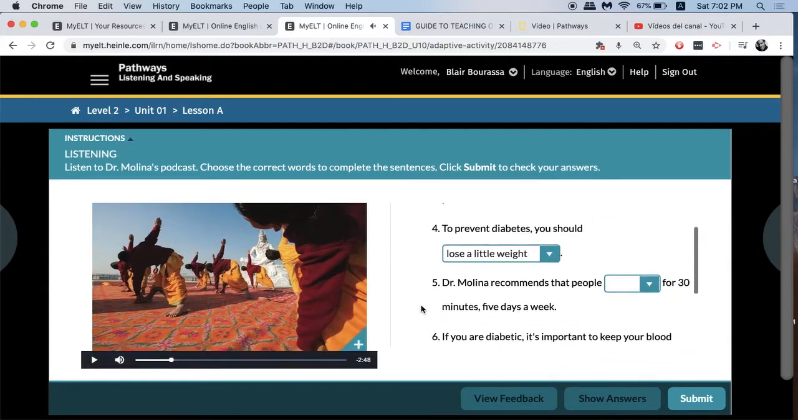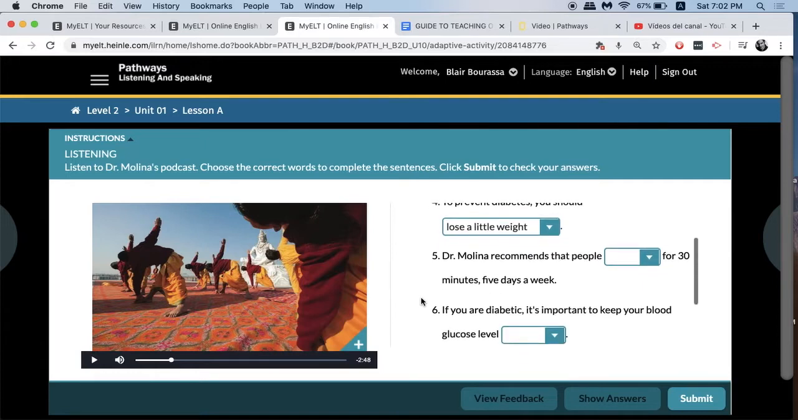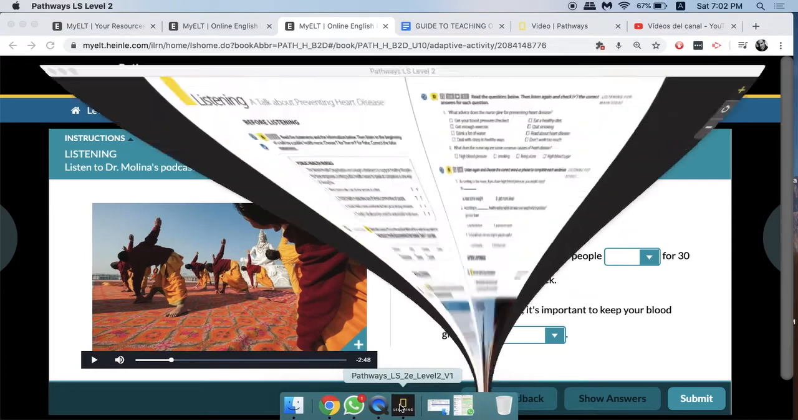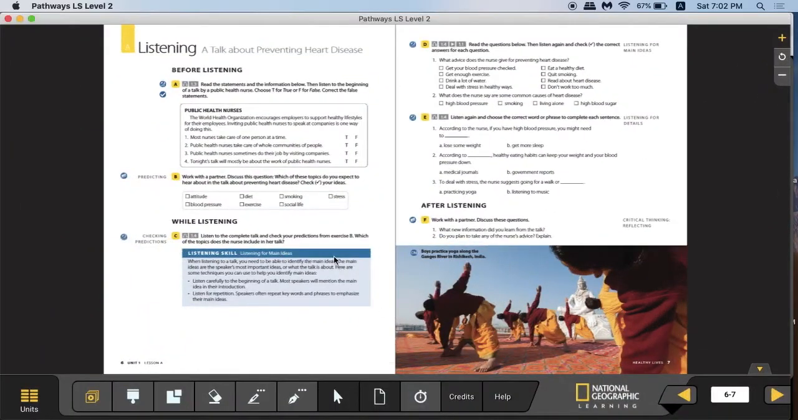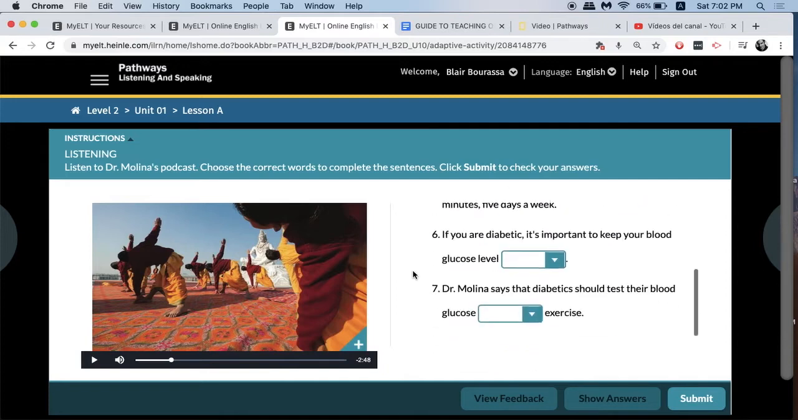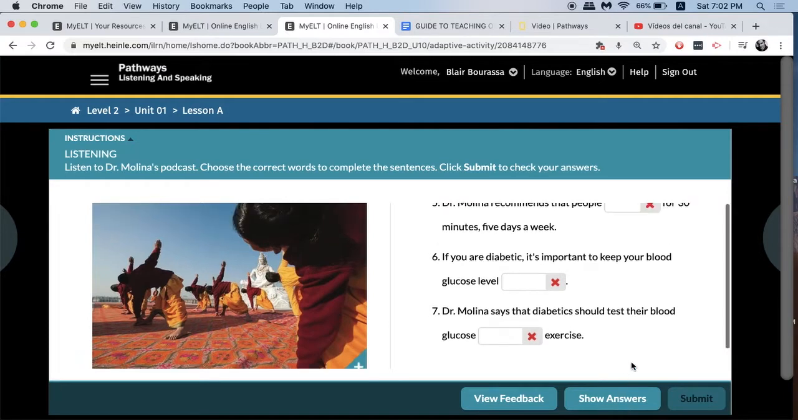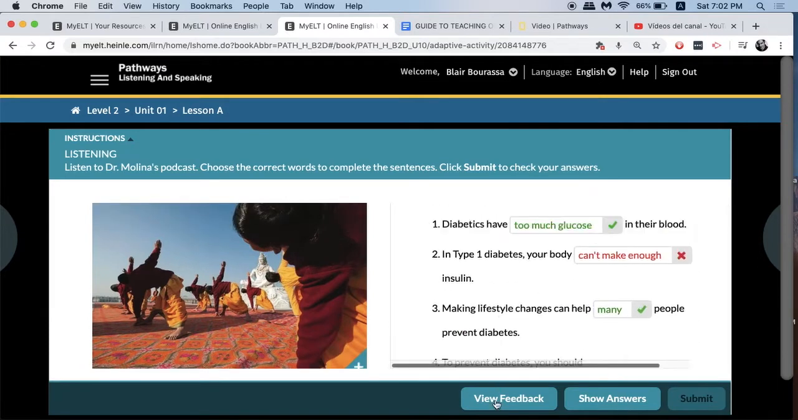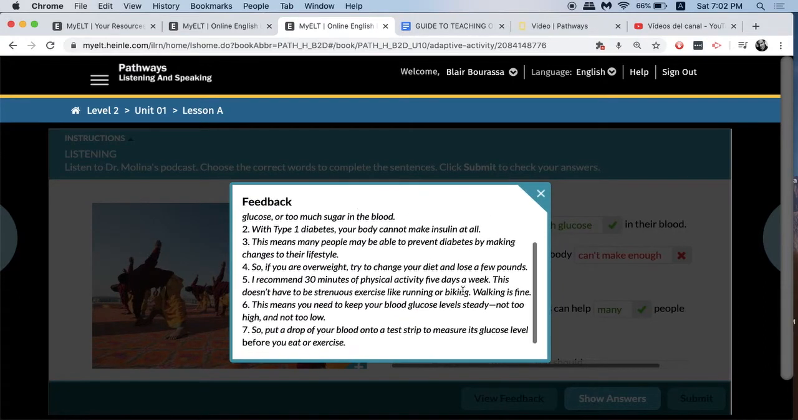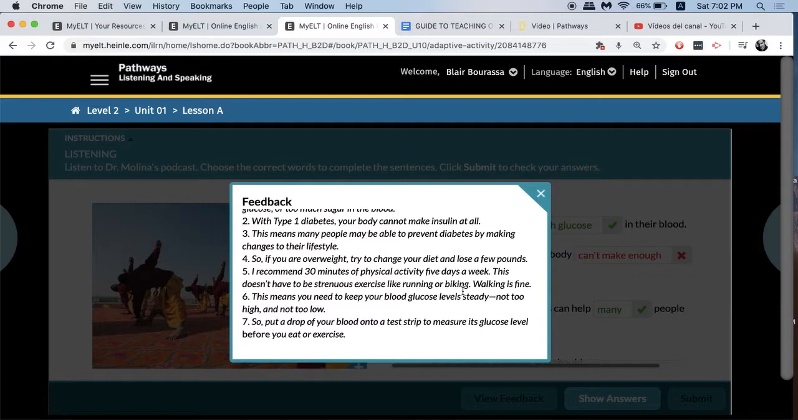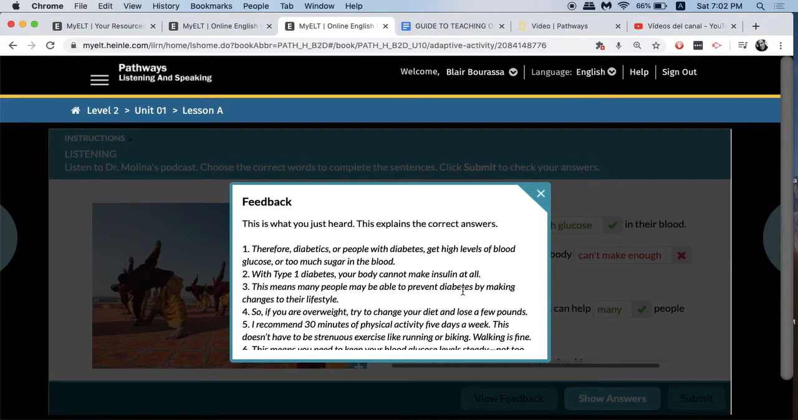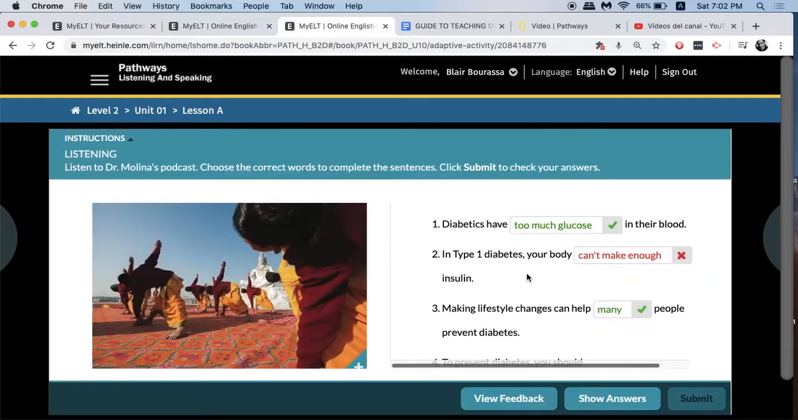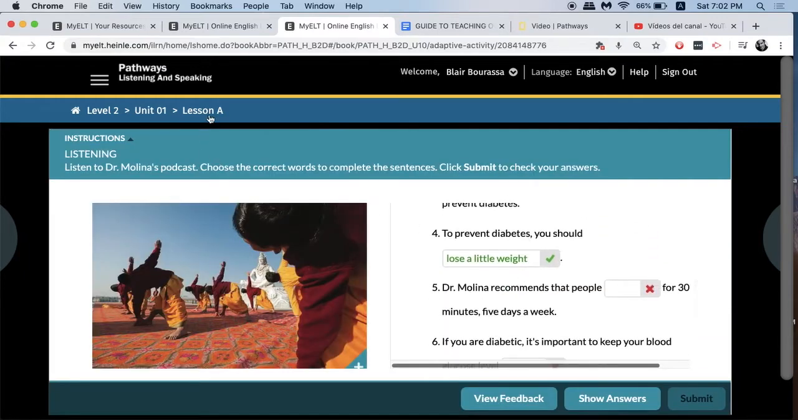Okay, so the questions are different, but it's relating to what was discussed in the book. Okay, the book was talking about heart disease, blood pressure, okay? Anyway, so there's a bunch of questions. I submit. Okay. It has explanations for the answers. Okay. So that's one type of listening exercise.